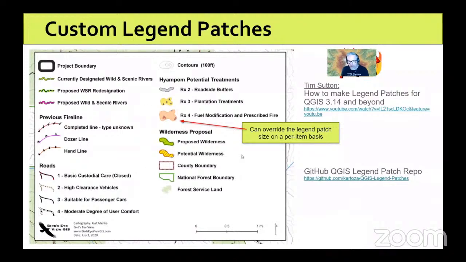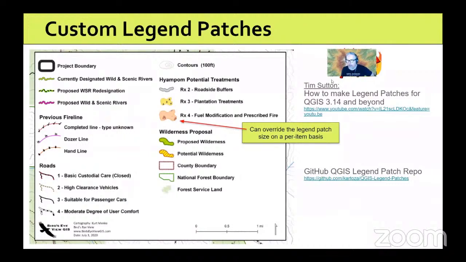Another nice thing with this is that you can override the legend patch on a per item basis. So in this example, not only was this category of potential treatments bigger polygons, but I also needed to make the patch shape a little bigger to render all the marker fills within it. So I can do that on an individual basis.